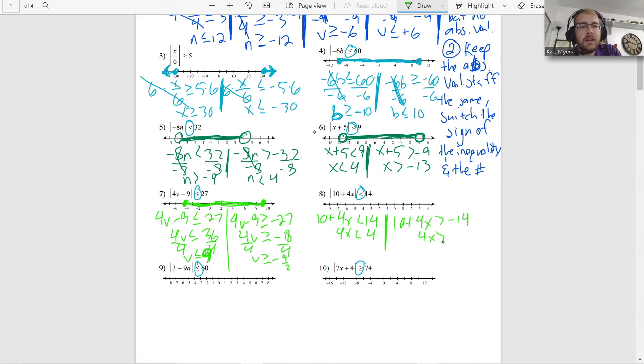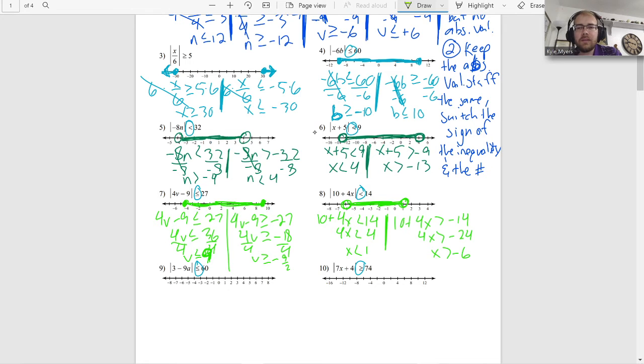Subtract 10. If I subtract 10 from a negative, it becomes more negative. Then if I divide by 4, I get 1. Divide by 4, I get negative 6. So greater than negative 6, less than 1. Right in between, just like that. All right, on to the next one.